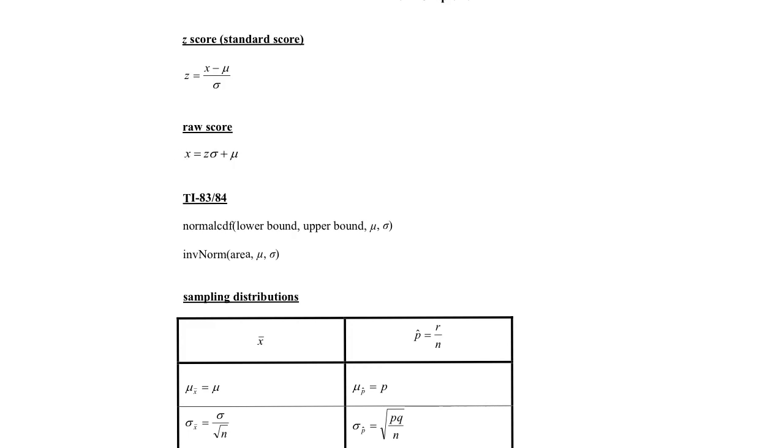We've got a couple commands. Now, in section 6.2, we looked at this normal CDF, a lower bound, upper bound, and then these two inputs, which are optional. If you don't put anything here, it assumes that you're using a standard normal distribution. So it assumes that the mean is 0 and the standard deviation is 1. And then this one we'll look at soon, the inverse norm, which is sort of the opposite of this.